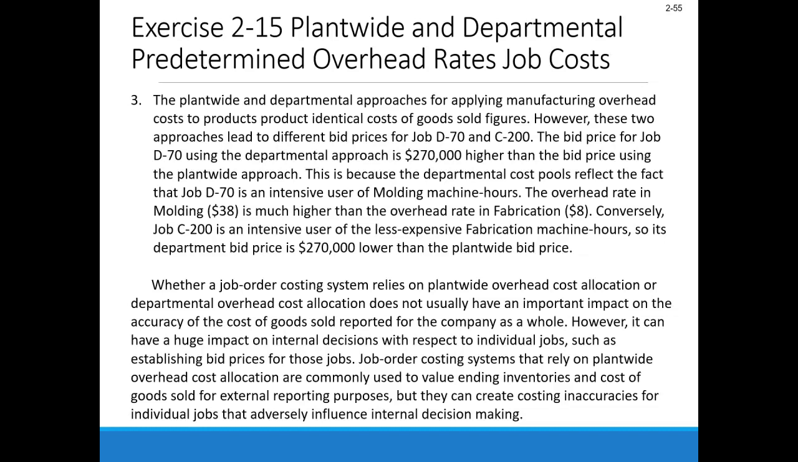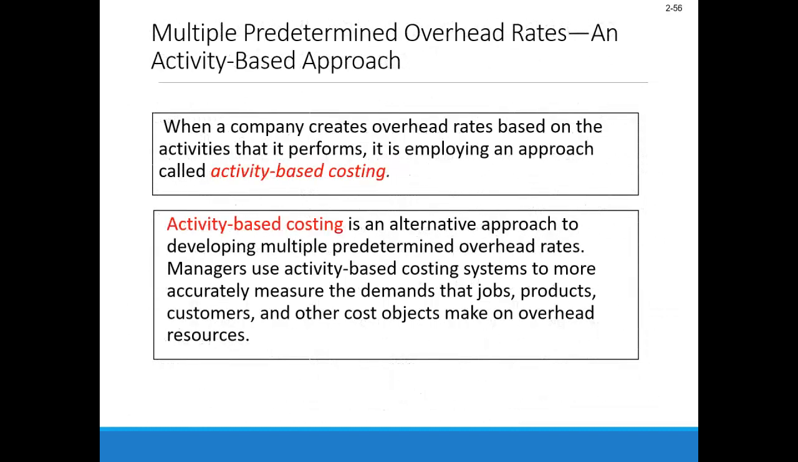The different bid prices is the key because of the manner in which we're using departmental rates or overhead rates. When a company creates overhead rates based on the activities that it performs, it is employing an approach called activity-based costing, which we're going to talk about in a future chapter. ABC is an alternative approach to developing multiple predetermined overhead rates. That's going to be in another chapter, okay?